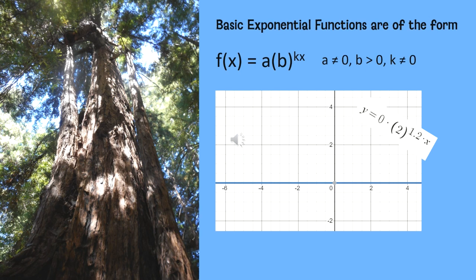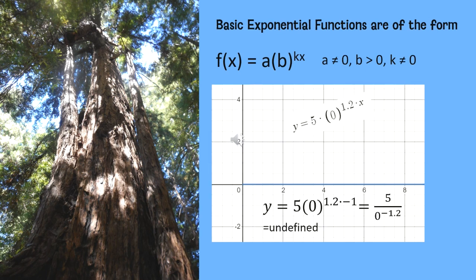There is also a good reason for a not to be 0. If a was 0, then the function would be the horizontal line y equals 0. And we've already covered horizontal lines. So again, it doesn't really make sense for a to be 0 because the function just collapses to a linear function. It also really doesn't make sense for the base to be 0 because once again the function would collapse to the horizontal line y equals 0. And it would be undefined for negative values of x, since a negative exponent means the reciprocal, and we would be trying to take the reciprocal of 0, which is certainly undefined.